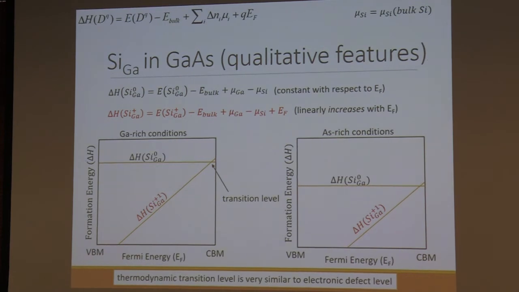So if you think about that in terms of the defect level position, this corresponds to the Fermi energy being below the donor. If the Fermi energy is below the donor, that means it's not occupied, it's positively charged. So this defect transition level is actually when this energy balance changes. When you go above this crossing point, then it becomes more likely that it's neutral. So there is kind of this one-to-one correspondence, or the thermodynamic transition level is very similar. Where these cross is very similar to the electronic defect level. Now there are small differences, so I'll talk about that now.